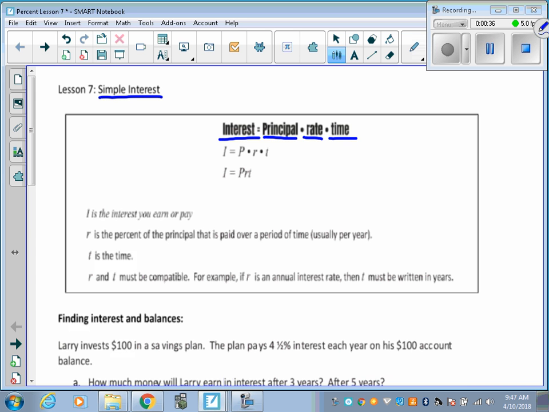So you go through and you multiply all three of them. I equals P times R times T. Again, I is the interest you earn or pay, one of the two. R is the percent, so we're going to change those directly to a decimal. T is the time, and you've got to make sure that they are compatible. So if it's an annual interest rate, then T must be written in the number of years.